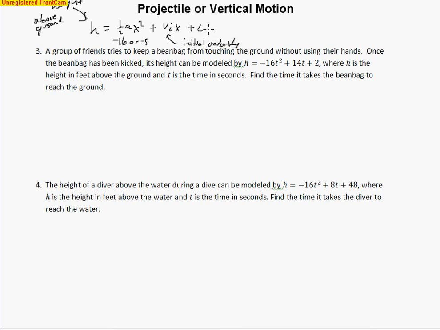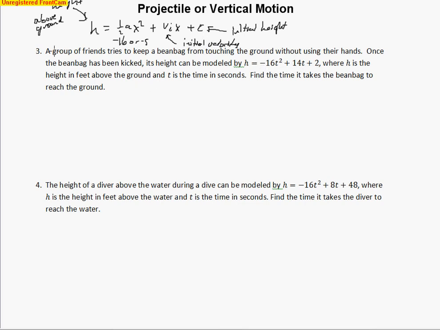Well, the c represents the initial height. So it's our initial height. And so we're given the formula here in this problem. And on the problem you end up having in your homework, you'll have to substitute in. They're going to give you the 14 as the initial velocity and 2 as the initial height, and you'll have to substitute it into the formula to make this.